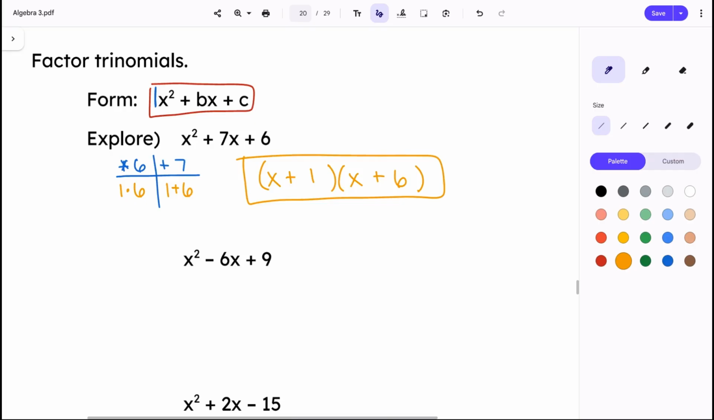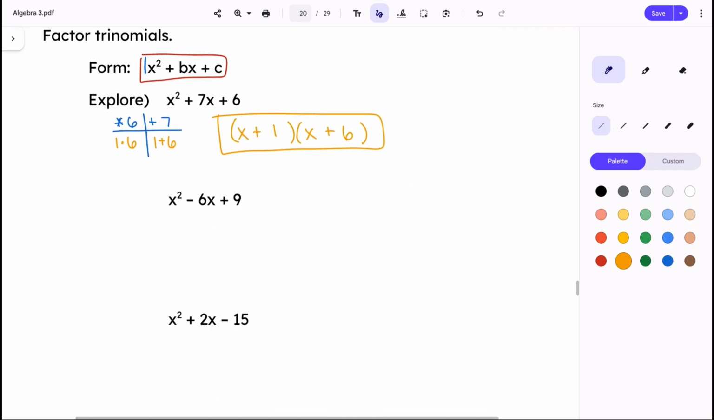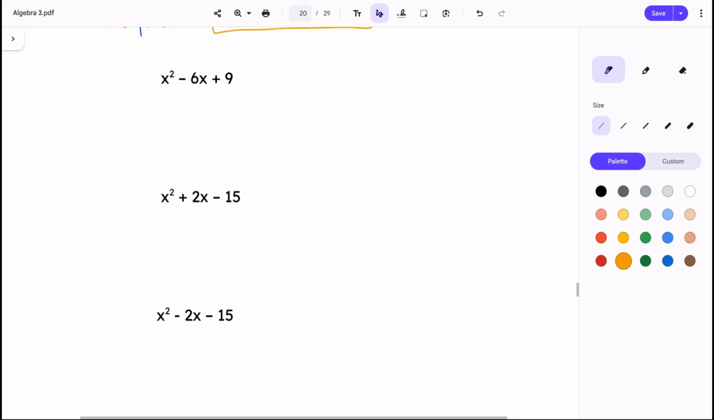So there's a couple more on this page, and they do start to flip the signs a little bit on you. There's 3 more here. I'm going to give you a couple of minutes. I want you to try to do the remaining 3.